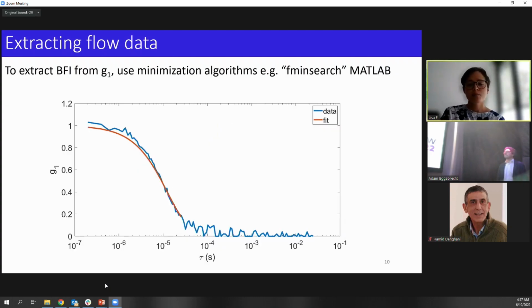To extract BFI or blood flow data from G1, which again is derived from G2 using the secret relation, we use minimization algorithms such as fminsearch in MATLAB. So all we do is we take our raw data and we try to fit it by updating our blood flow parameters.